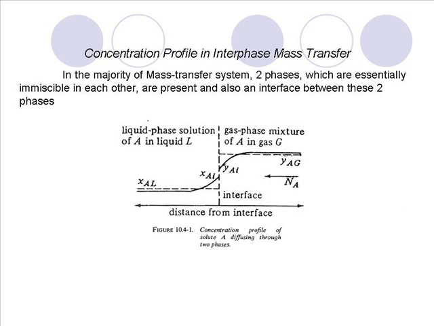Concentration profile in interface mass transfer. The majority of mass transfer systems consist of two immiscible phases. An interface between these two exists. We can see from the diagram that on the right side of the interface is the gas phase, while liquid is on the left side. YAG and XAL are the mass fractions of solute in the gas and liquid phase respectively. YAI and XAI are the mass fractions at the interface. We can also see that NA, which is the mass flux, directs from higher to lower concentration.